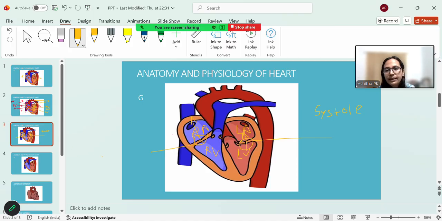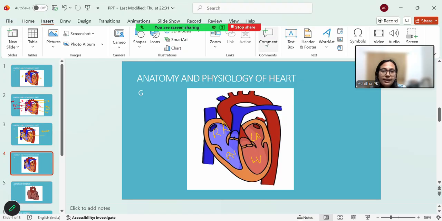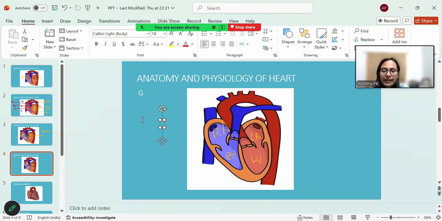So in order to prevent that, both valves will be closed. And when the ventricles relax, this is right atrium, left atrium, this is left ventricle, this is right ventricle. When the ventricles relax, it is known as diastole.